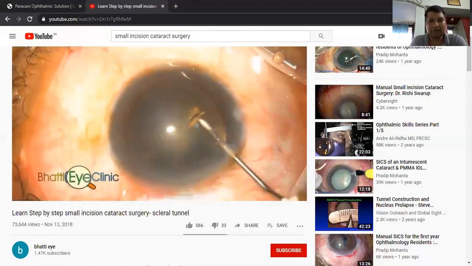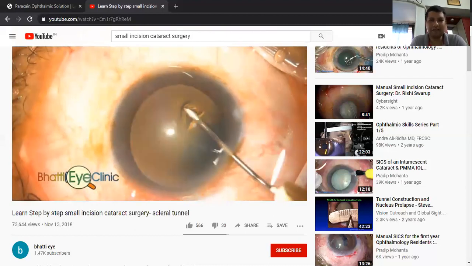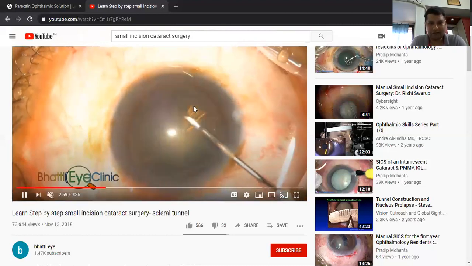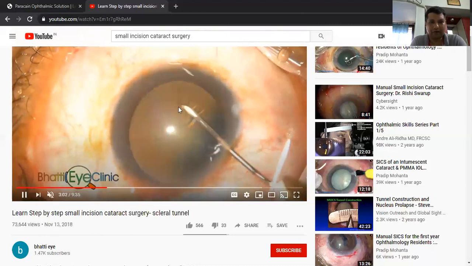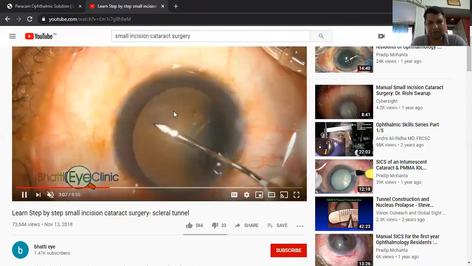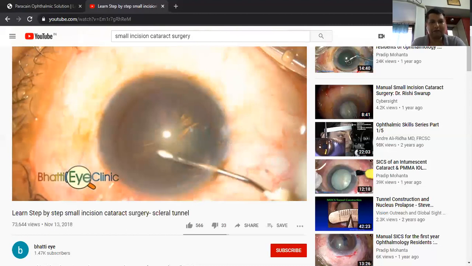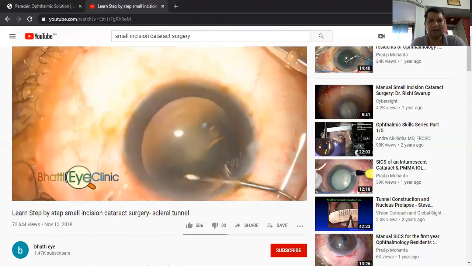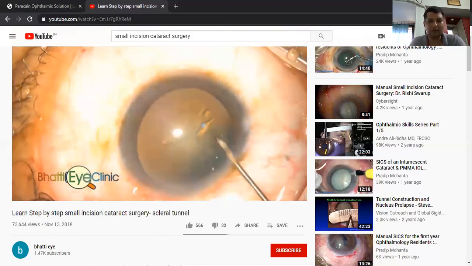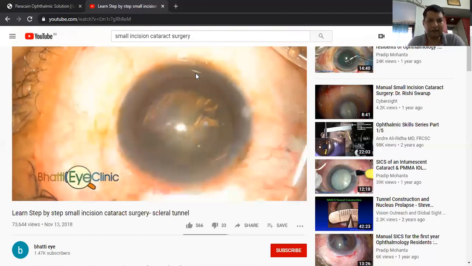Once we have done that, this step is called continuous curvilinear capsulorhexis. We have made a small nick into the anterior capsule, and we are raising a flap. Can you see this flap? We are raising a flap of the anterior capsule, and we are rotating the flap, just observe, parallel to the pupil in a curvilinear manner. So we are aiming at a circular opening into the anterior capsule. So this is called continuous curvilinear capsulorhexis.